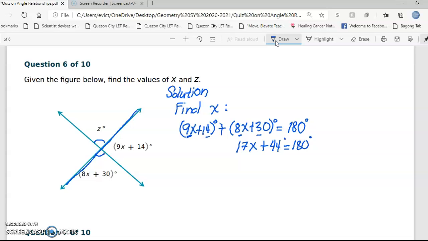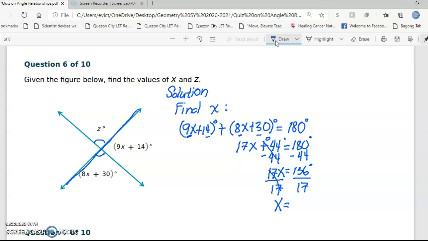And then I want my variable x to be on the left side, so I will cancel the 44. That's why I want to subtract 44 from both sides. This will be equal to 0. So I have 17x on the left side of the equation. And then 180 minus 44 would be 136. Divide by 17. I have x equal to 136 divided by 17.